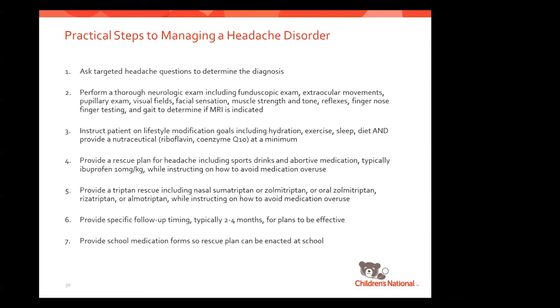Otherwise, you're looking for abnormalities in extraocular movements, your pupillary exam, visual fields, facial sensation, muscle strength and tone, reflexes, finger, nose, finger, and gait. These are the big areas that are going to predict who has tumors.